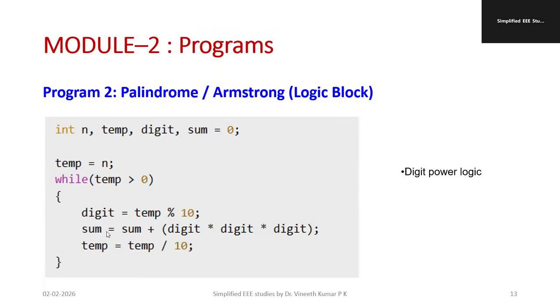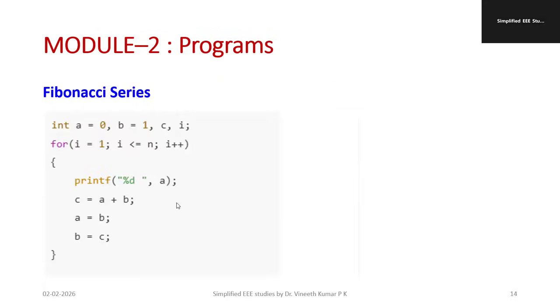Digit power logic is very simple. The given digit is equal to the temporary variable modulo 10. Right, modulo provides the value of the remainder. Then apply the logic: sum equals sum plus digit into digit into digit. Ultimately, the temporary variable is equal to temp divided by 10. So this digit logic you are supposed to remember.